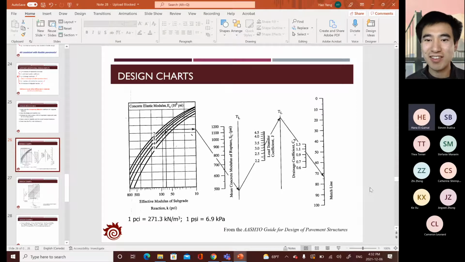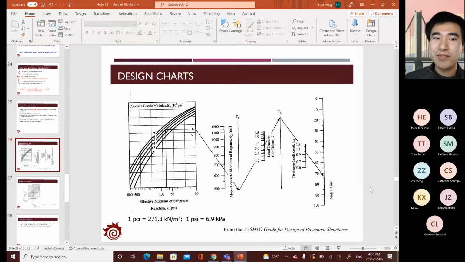I just have a general question. What if my value is greater than, for example, the load transfer or the drainage coefficient? They have a range from 0.6 to 1.3, for example. What if I have 1.4 or 1.5? Usually that won't happen. That's the real situation. If we have, you can try to just extend the line with this kind of log scales. That's the way for you to find out the approximate value.